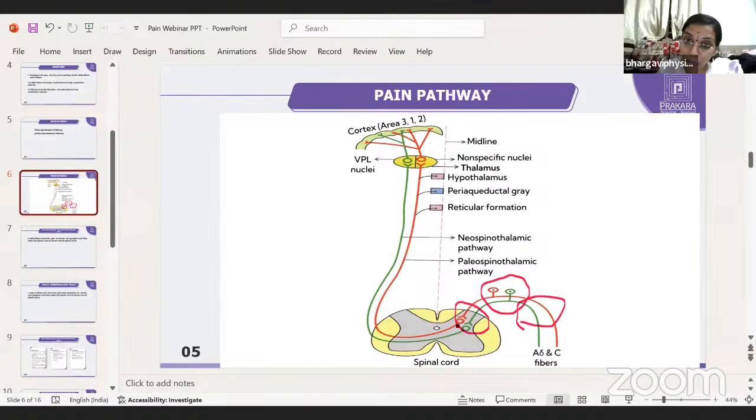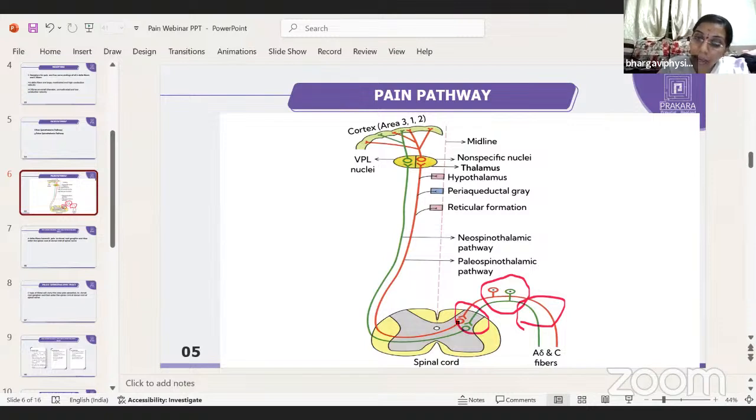Substantia gelatinosa of Rolando. So the fibers are going to end in the posterior root. The nucleus here, which is going to receive and participate in the synapse with this one, is the nucleus of the substantia gelatinosa of Rolando. Now the synapse is present in the posterior root. You have to remember that the fibers which are coming from the dorsal root ganglia and the substantia gelatinosa of Rolando make the synapse with each other. Okay. So remember this point.